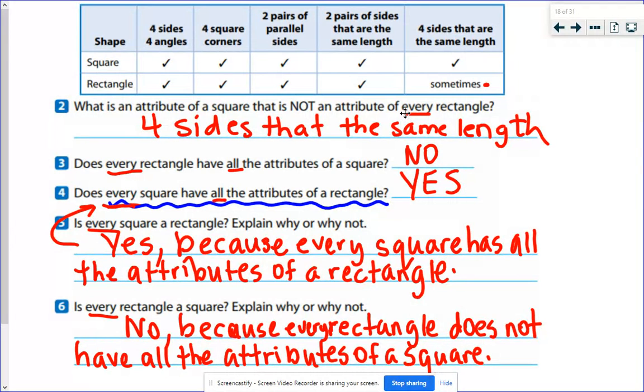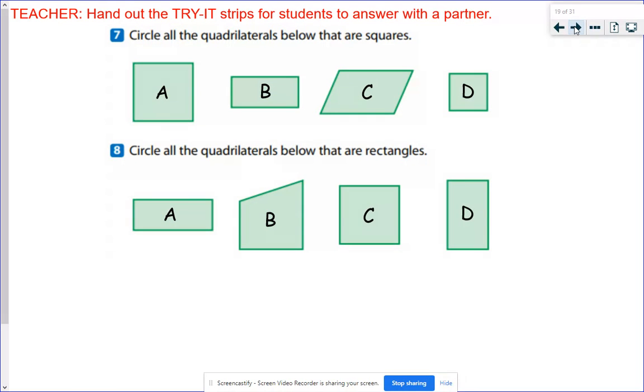So is every square a rectangle? The poll we took earlier? Yes. Is every rectangle a square? Sometimes. Sometimes, not all. Some rectangles are squares, is how we should say that, but not every. No, not every, but some. If you will pause the video and answer questions 7 and 8, and then check back with me.